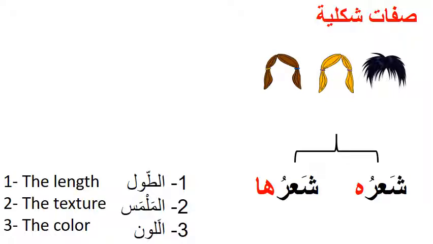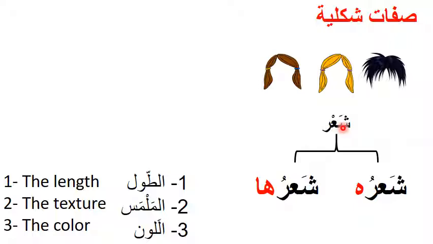Today we are going to add to the adjectives that we are learning about famous people صفات شكلية, the appearance adjectives. شعر, ما معنى شعر؟ Hair. مع المذكر, with masculine it's شعره by adding hu at the end of the word. With feminine مع المؤنث we are adding ها at the end of the word, so it will be شعرها.